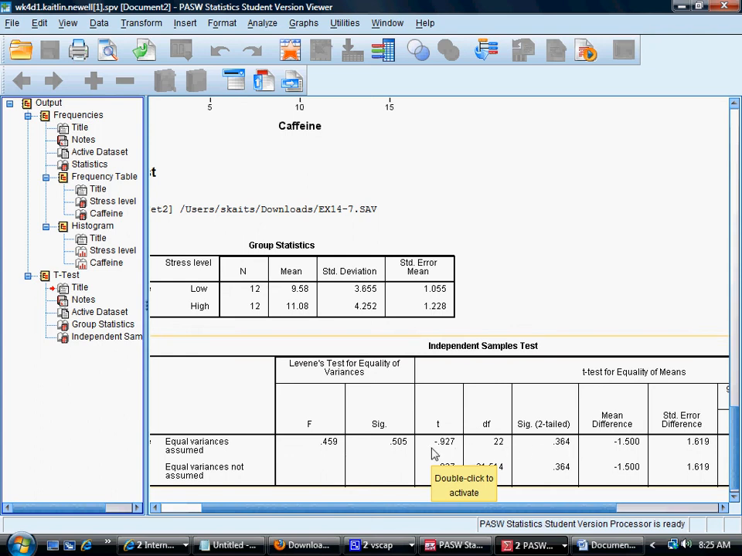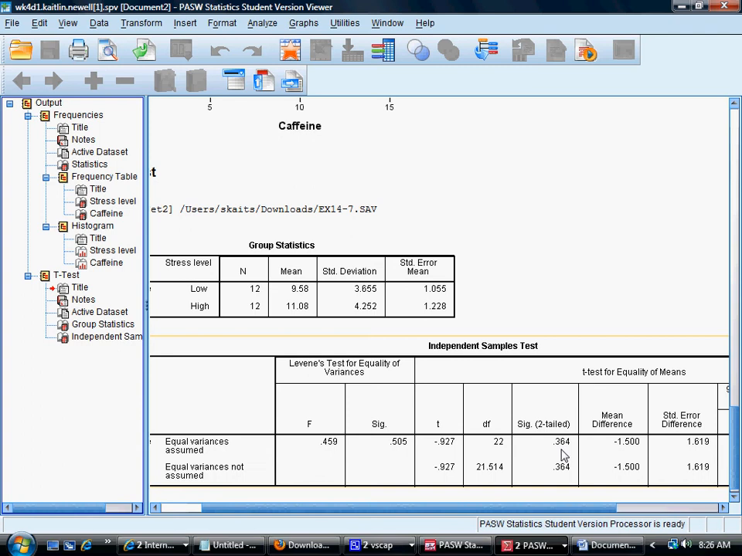The value of t that we get is negative 0.93. Remember, we're going to report to 2 decimal places. And the significance is 0.36. So remember from last week, we're always looking at whether that significance number, that p-value, is greater than or less than 0.05. And that's our probability of the null being true. Last week I didn't get into the null, but it's the probability that there's no relationship. So in this case, p is greater than 0.05, which means the probability that there's no relationship is pretty high.